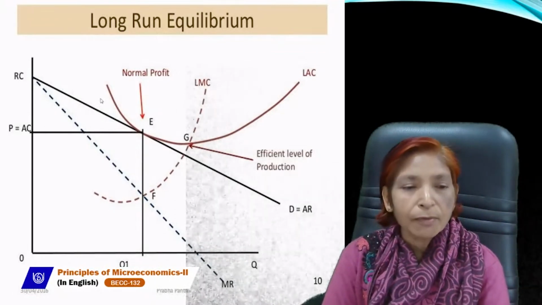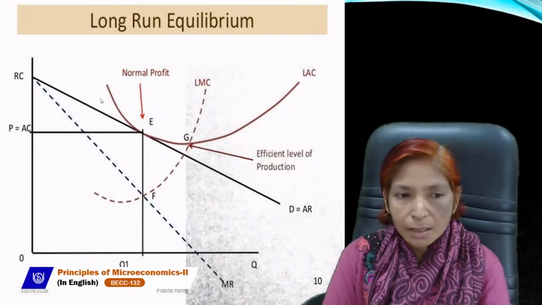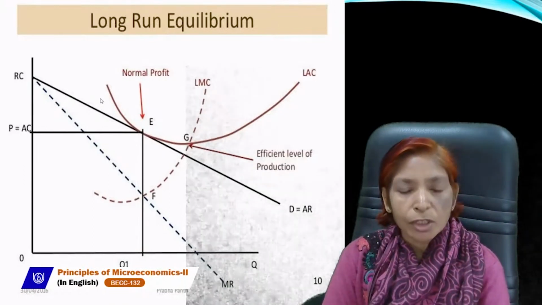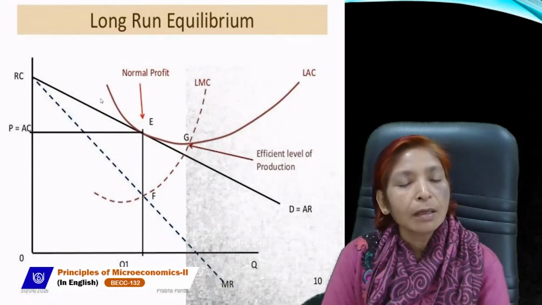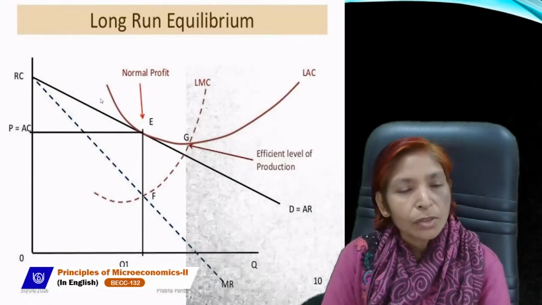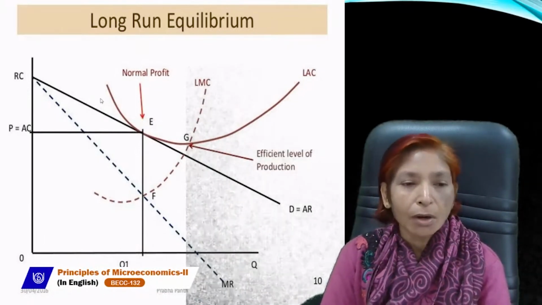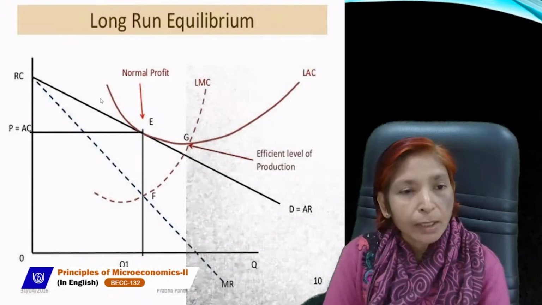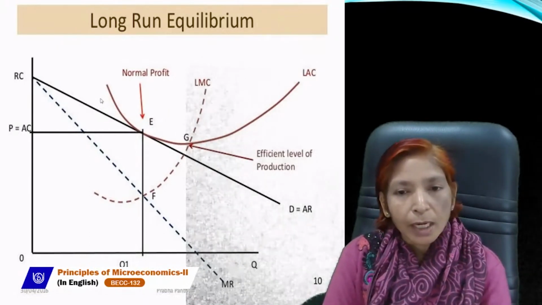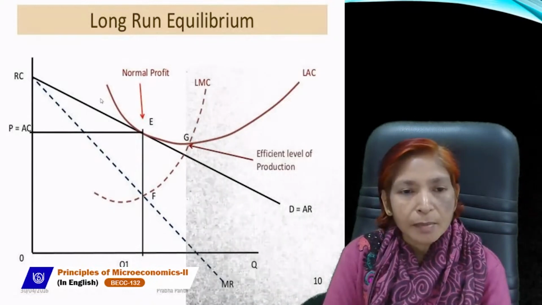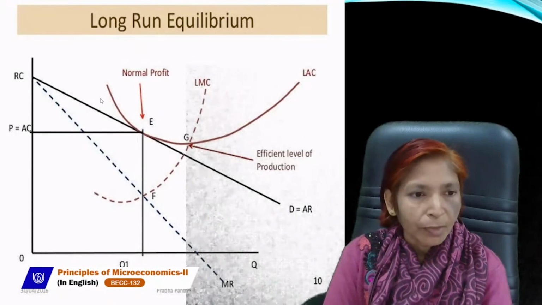And if some firms bear losses, other firms will exit from the market. In this case, supply will shrink and firms again earn normal profit. So, normal profit condition always exists in the long run. And how can we show it? We can show it with the help of the LAC, LMC, LAR, LMR diagram.